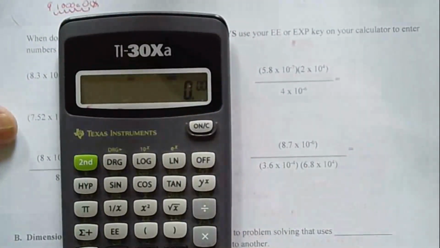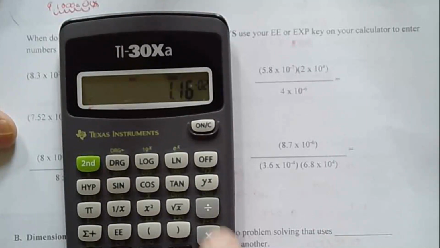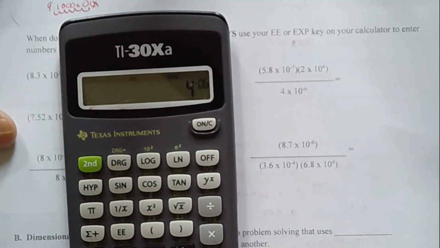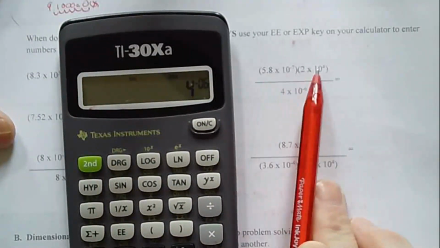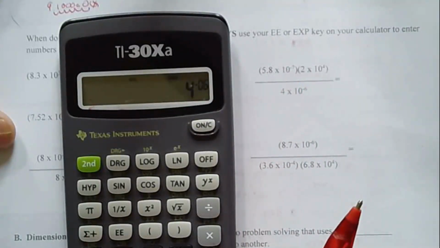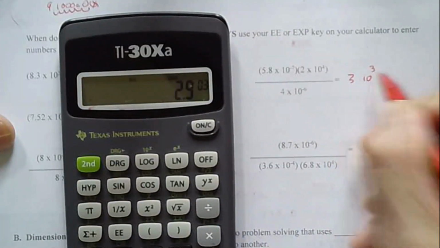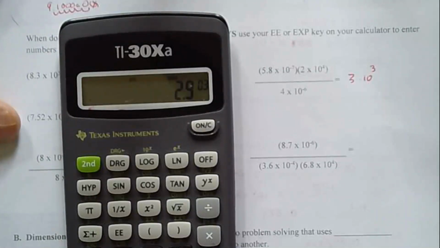And look over here. 5.8 times 10 to the minus 7th times 2 times 10 to the 4th divided by 4 times 10 to the 6th. This has 2 significant figures, that has 1, this has 1, and it's all multiplication and division, so we can just round at the end. We're not mixing operations between addition, subtraction, and multiplication, division. Have to round this to only one significant figure, and that's going to be 3 times 10 to the 3rd.